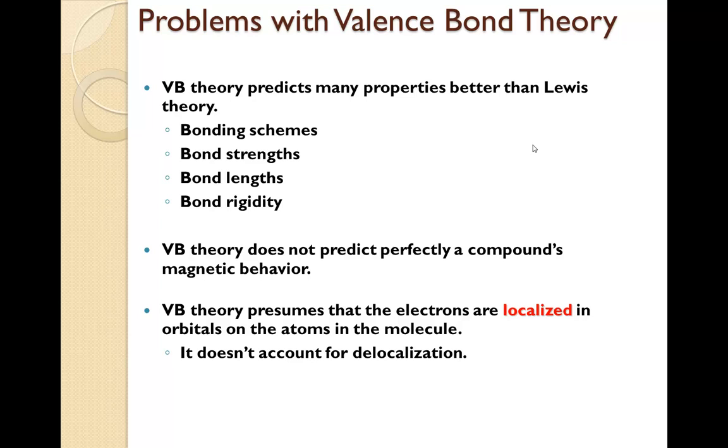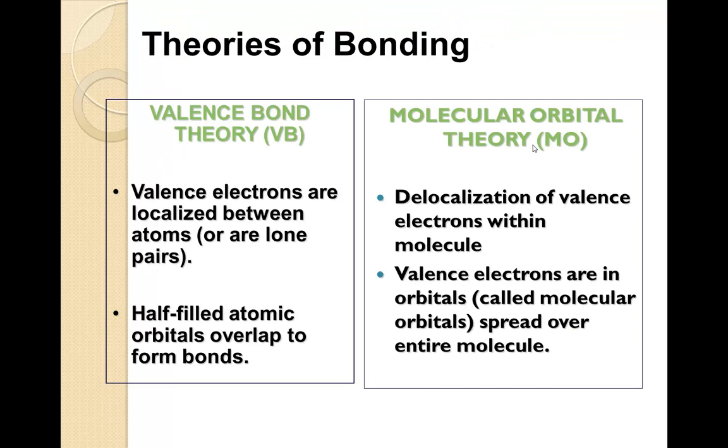The valence bond theory does not predict, however, a compound's magnetic behavior as well as we would like. The valence bond theory presumes that the electrons are localized in orbitals on the atoms in the molecule. In other words, they're in specific locations. It doesn't account for the delocalized electrons. And that's when we're going to introduce the molecular orbital theory, which will be in the next tutorial.